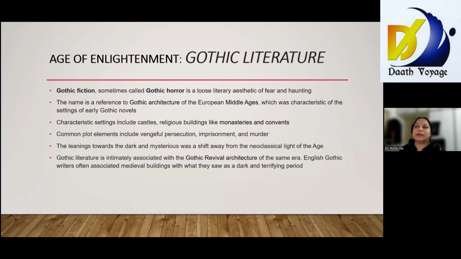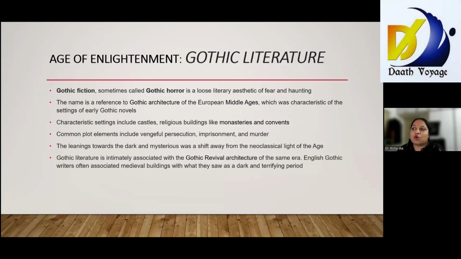The Gothic literature is intimately associated with the Gothic revival architecture of the same era. The English Gothic writers often associated medieval buildings with what they saw as a dark and terrifying period, marked by a harsh law enforced by torture, and mysterious, fantastic, superstitious rituals. Similar to Gothic revivalists' rejection of the clarity and rationalism of the neoclassical style of the enlightened establishment, the literary Gothic embodies an appreciation of the joys of extreme emotion, the thrills of fearfulness, and awe inherent in the sublime, and a quest for atmosphere of the horror.